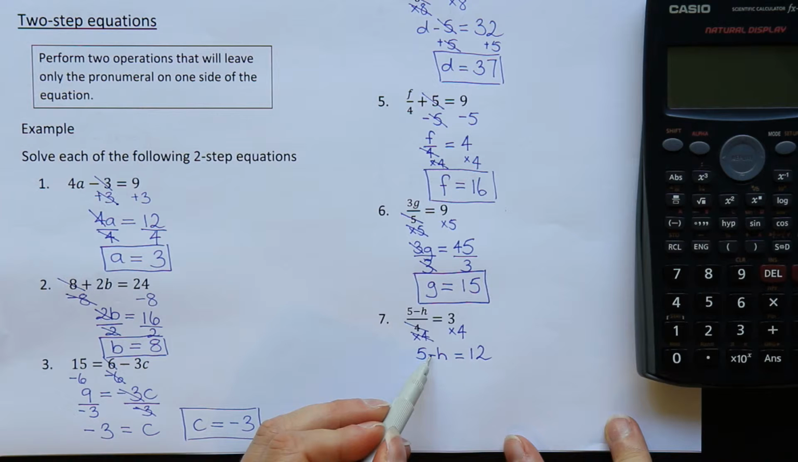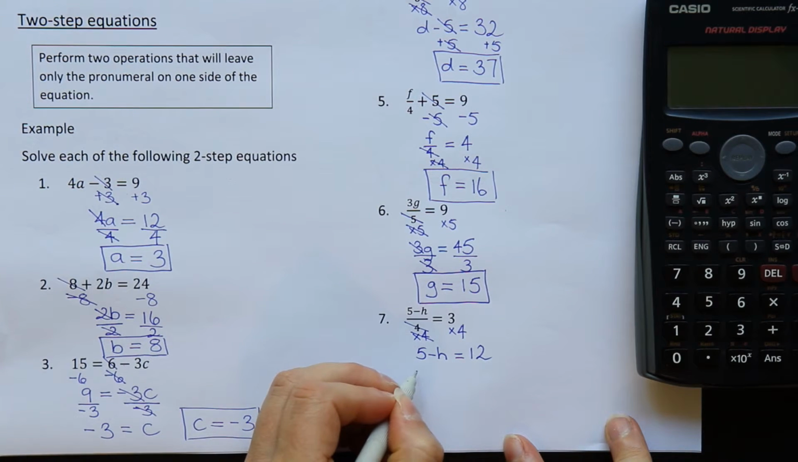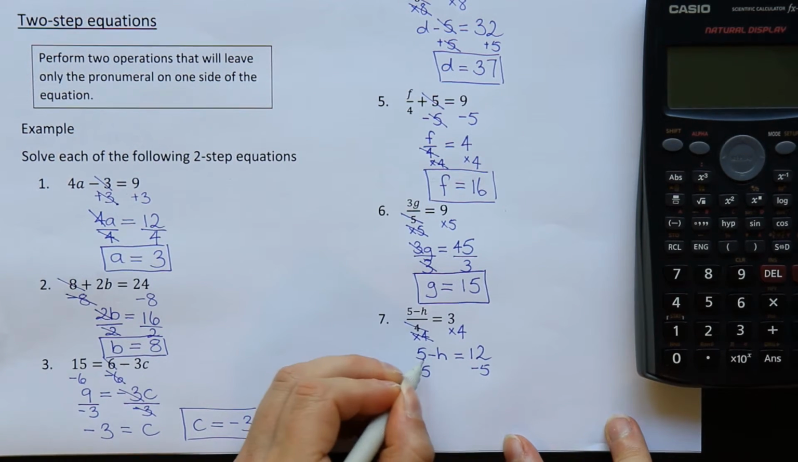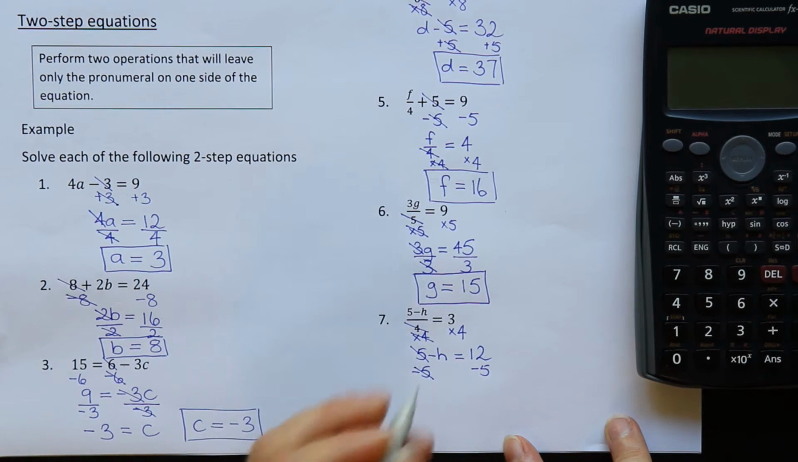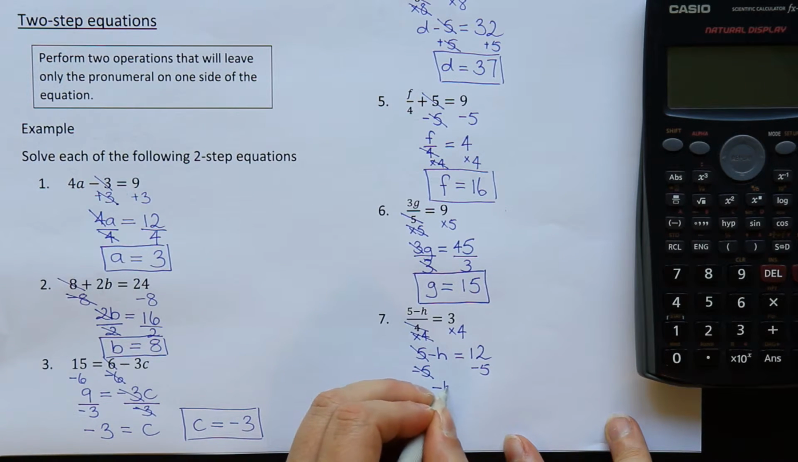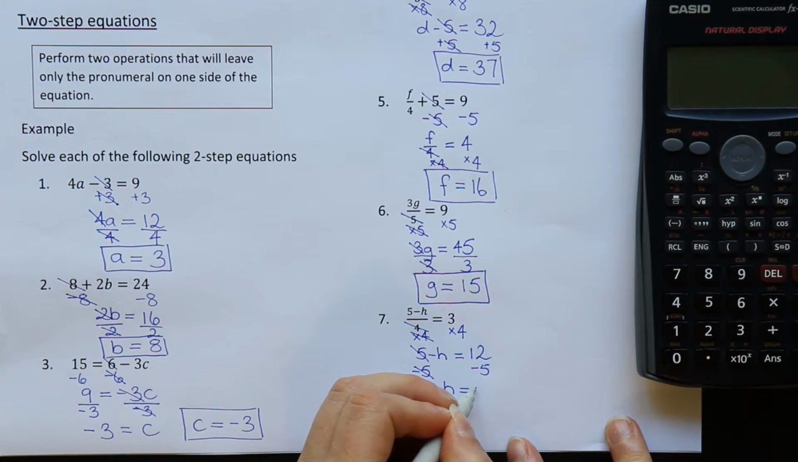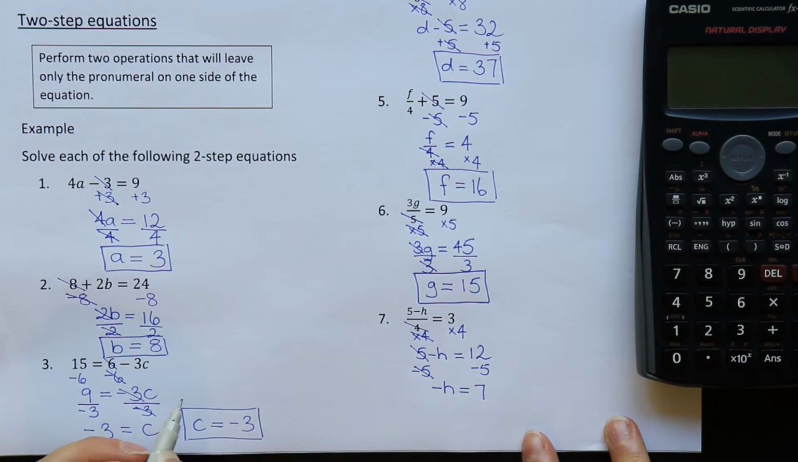Okay, now the minus actually belongs with the h. That's actually a positive 5. To move the 5, I need to subtract it. So I have a minus h is equal to 12 minus 5, which is 7.